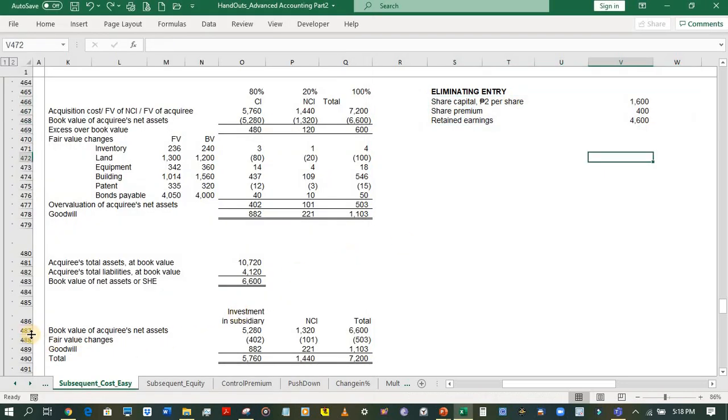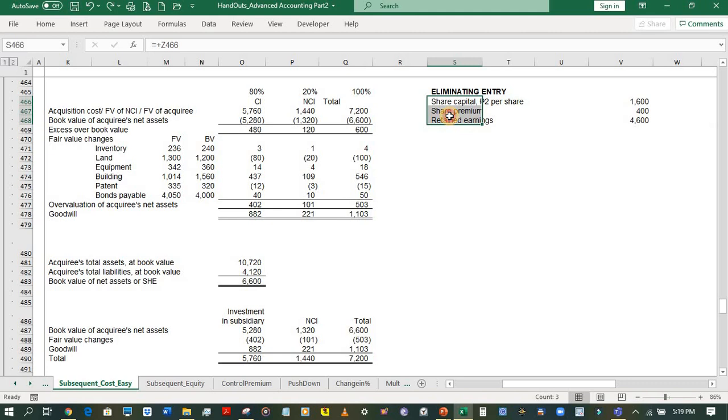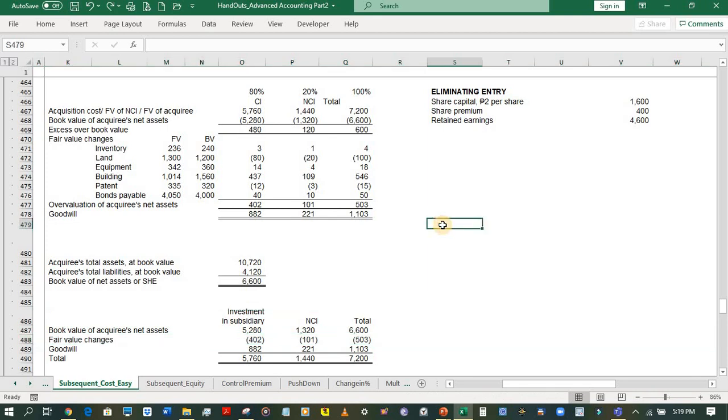Now we're done with the book value of the acquiree's net assets. Again, always remember, the book value of the acquiree's net assets pertain to the shareholders' equity of the acquiree. Next is the fair value changes. We are going to recognize the increases and decreases in the items of assets and liabilities of the acquiree.